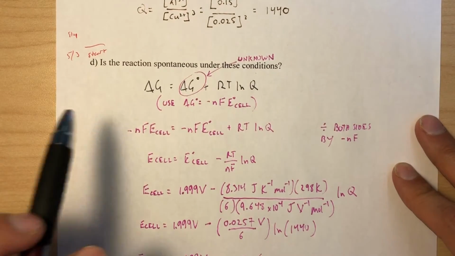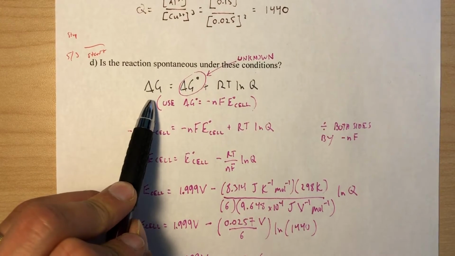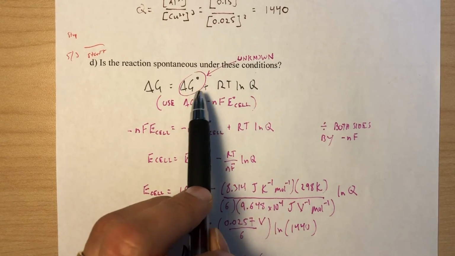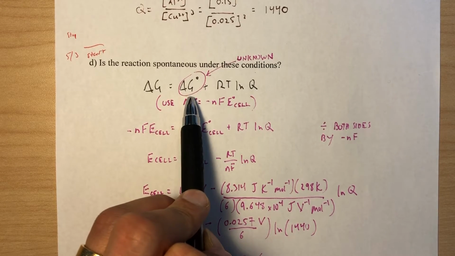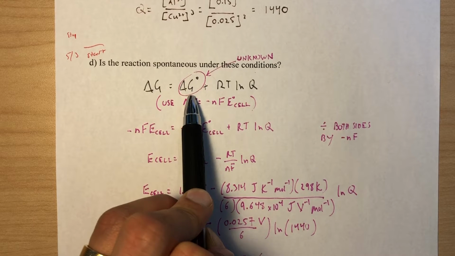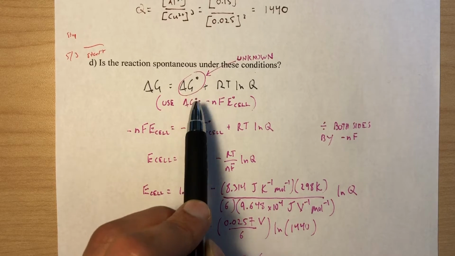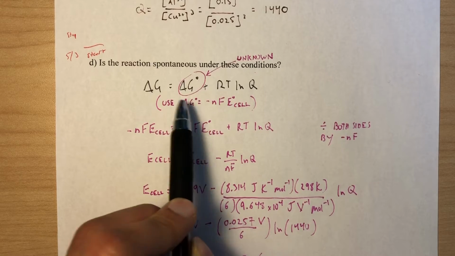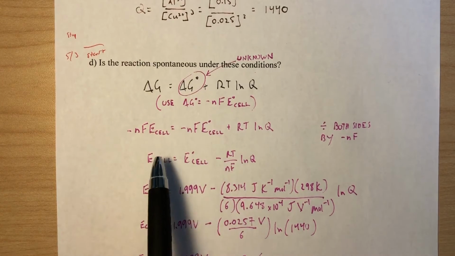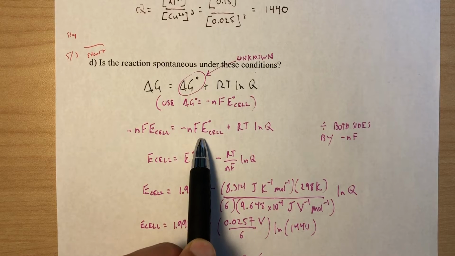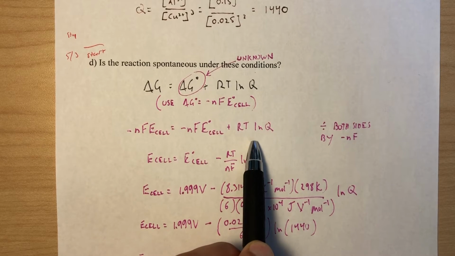So normally in the past what we might have done is use this equation here. Delta G is equal to delta G naught plus RT ln Q. But in this situation, delta G is unknown. It's not given to us in the problem. We could use standard values from an appendix in order to calculate this, but we currently don't have it. But what we can use is delta G being equal to negative NFE cell for both of these delta Gs. So negative NFE cell, not standard, is equal to negative NFE cell standard plus RT ln Q.